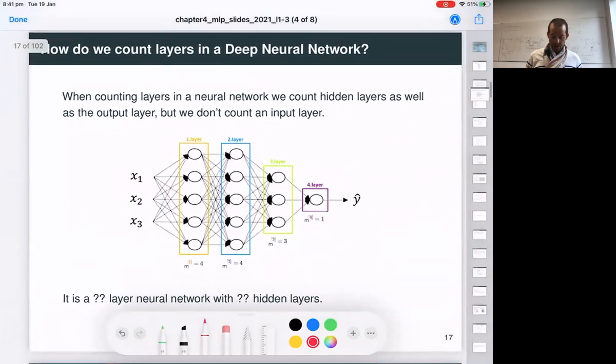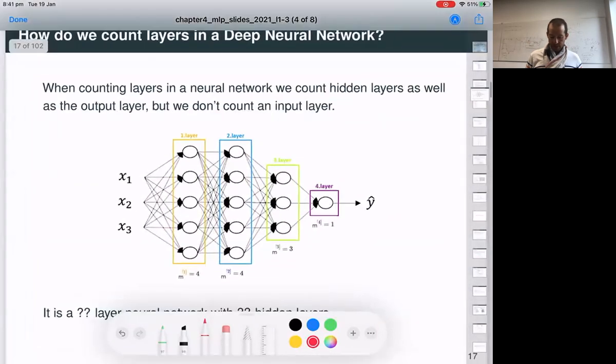Okay, now it's sometimes a little bit tricky when I came into this field to count the number of layers in a deep neural network, because there are the input layer, do we count it like a layer, the output layer, do we count it like a layer, and so on. So the consensus is when you count the layers, we count the hidden layers as well as the output layer, but the input layer doesn't count as a layer.